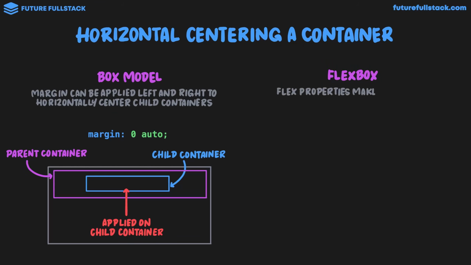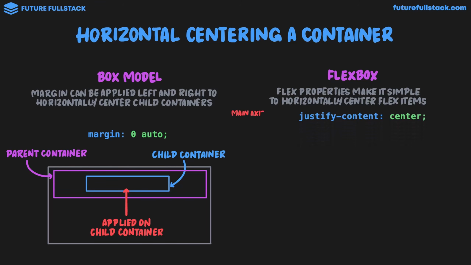Flexbox properties make it simple to horizontally center flex items. We can use the Justify Content Center property when our main axis is in row. Remember, by default, our main axis is in row, which is horizontal, so we can apply Justify Content Center. But if we've shifted our main axis, so that it's in column, we'd have to use Align Items Center to horizontally center our flex item. So Align Items Center is for when our main axis is in column.